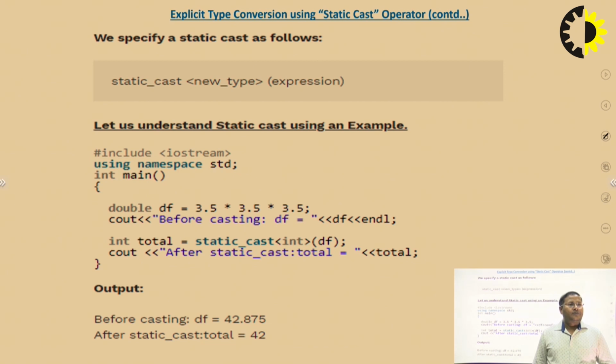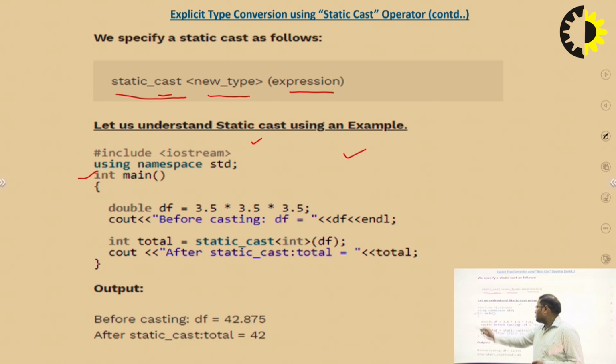To show an example of the explicit type conversion using the static cast, I have written a program. Before the program, the syntax is given. Here, the static cast keyword is used in case of static cast explicit type conversion. New type is the data type we require after the conversion, and the expression. To understand the static cast in explicit type conversion, I have written a code here.